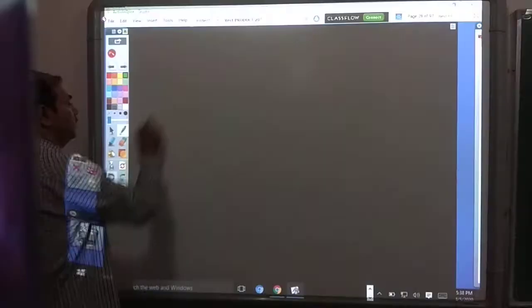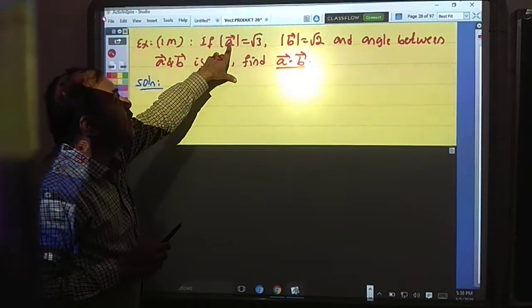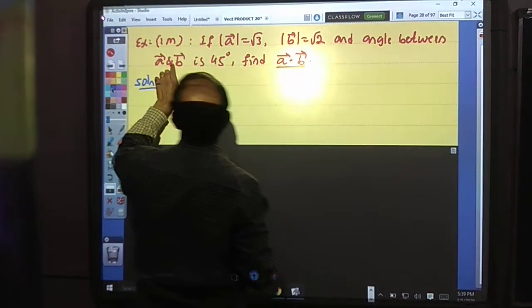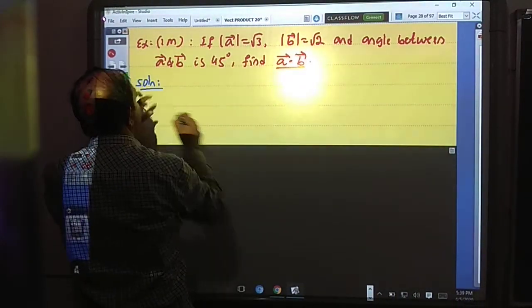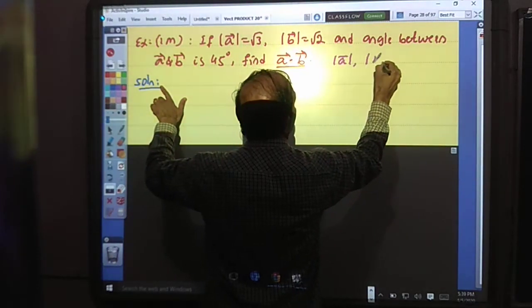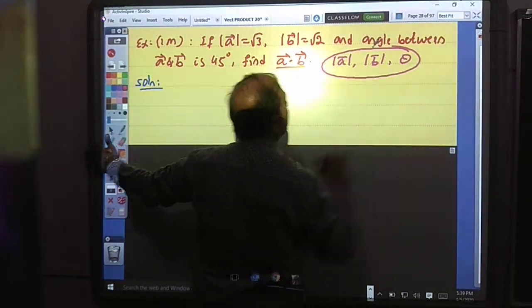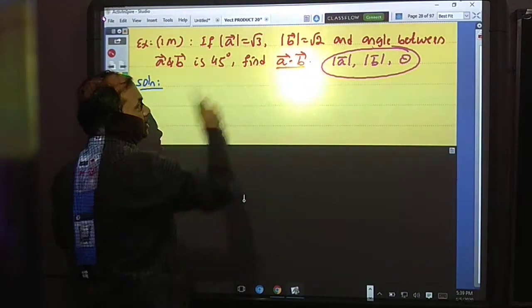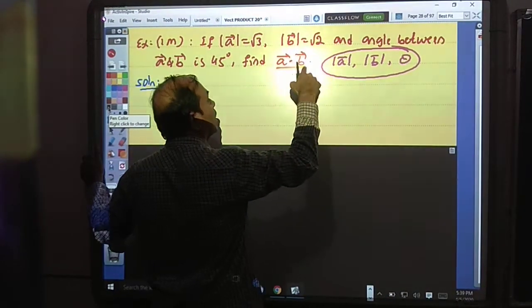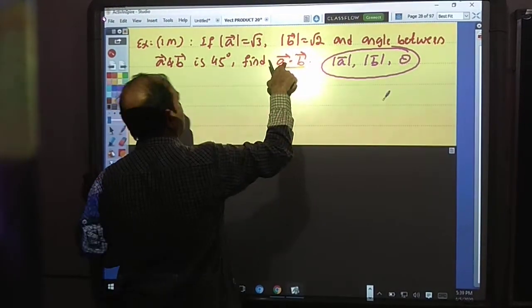The next question. Magnitude A is root 3, magnitude B is root 2, and the angle between A and B is 45. See what is given here. Magnitude A is given, magnitude B is given, theta is given. These three are given, A dot B is asked. Now use the formula which connects magnitude A, magnitude B, theta and A dot B.